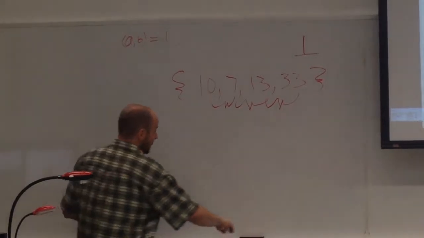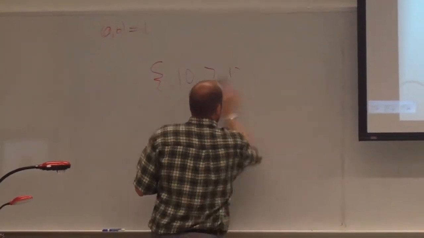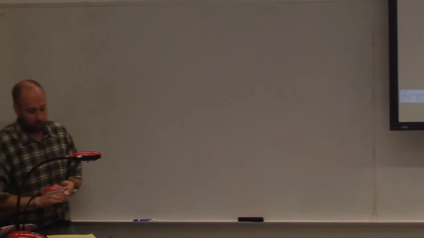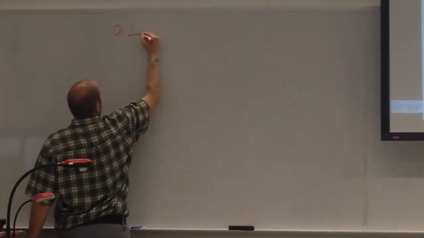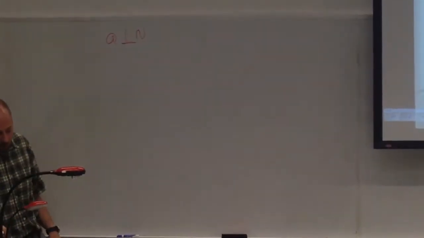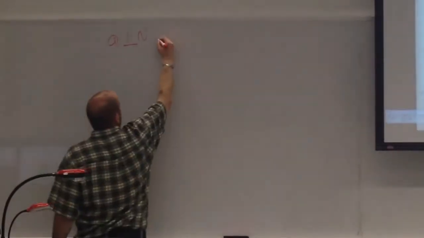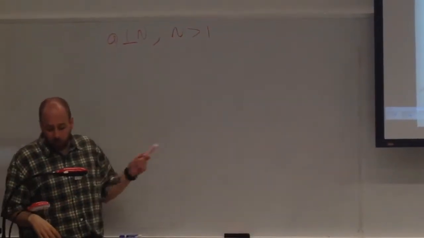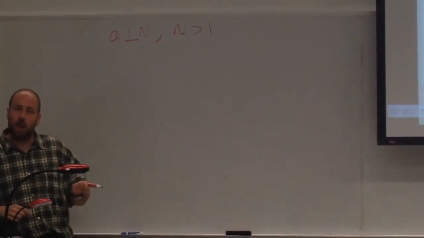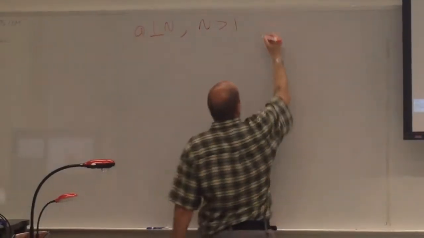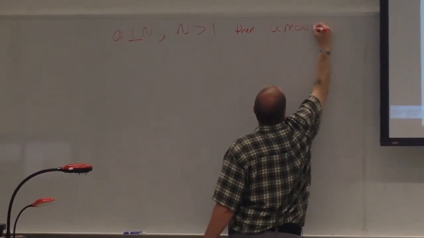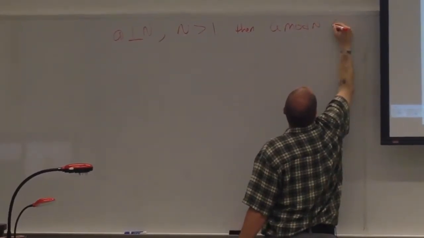So, the last concept I want to talk about, and I know you probably know what the Chinese remainder theorem already, is if A and N are relatively prime, so A is uptack to N, and N is greater than 1, then an inverse of A mod N exists.